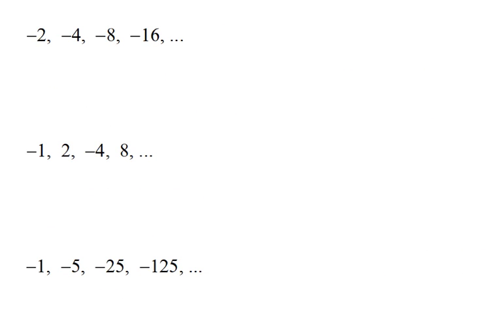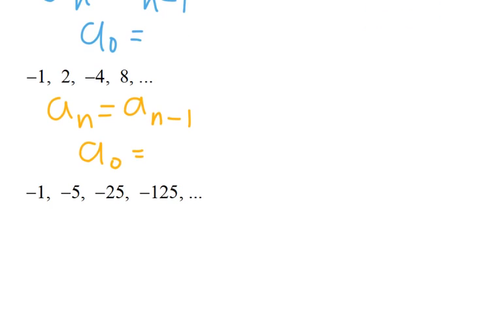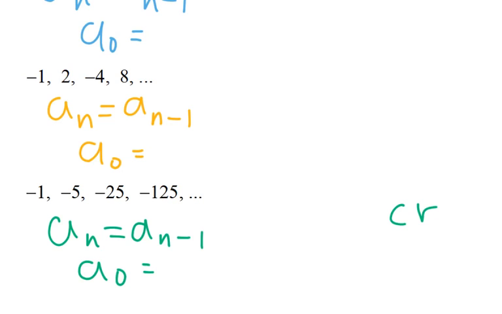Alright, now what if we just have a sequence of numbers? Well, again, same idea. We're looking for the constant ratio and the zero term. On all of these, I'm going to start out a sub n equals a sub n minus 1, and a sub 0 equals. Every single one of these, I know it's a sub n equals a sub n minus 1, and a sub 0 equals. And in all of these, we need that constant ratio and the starting number, the zero term.